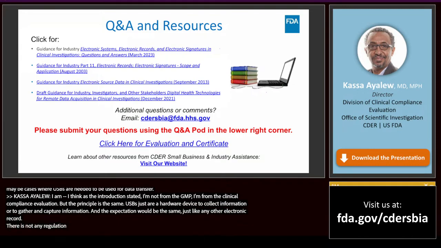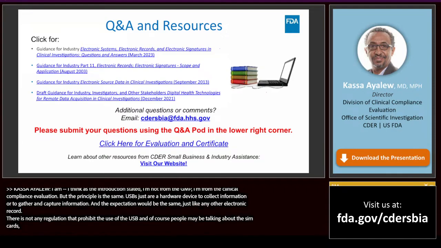And of course, people may be talking about the safeguards, right? The potential security concerns in using USB. That needs to be taken into account, but there is no regulation or guidance that prohibits the use of USBs. Thank you very much. Back to you.